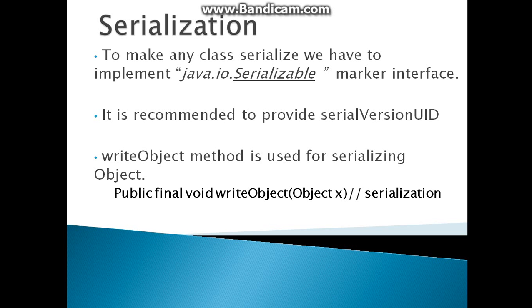The writeObject method is used for serializing any object. So the syntax is public final void writeObject, which takes an object as an input parameter. It is final, that means we cannot override the writeObject method. It is void, that means it is not returning any value, and we are passing the object as an input parameter, the object which we want to serialize.